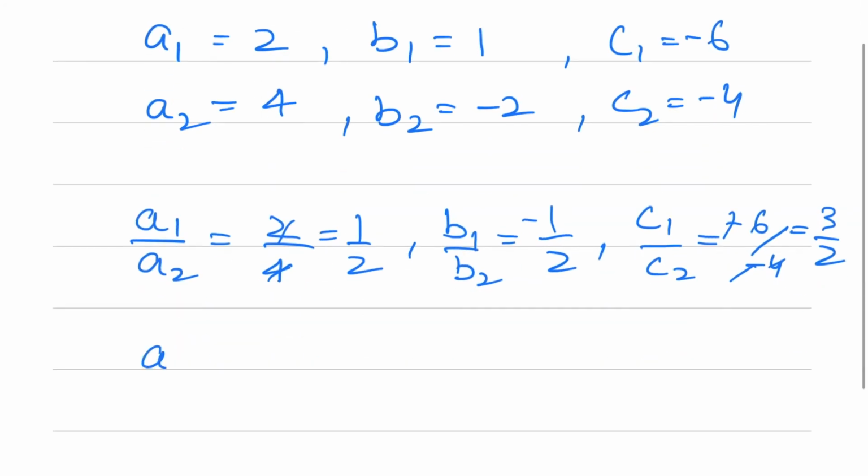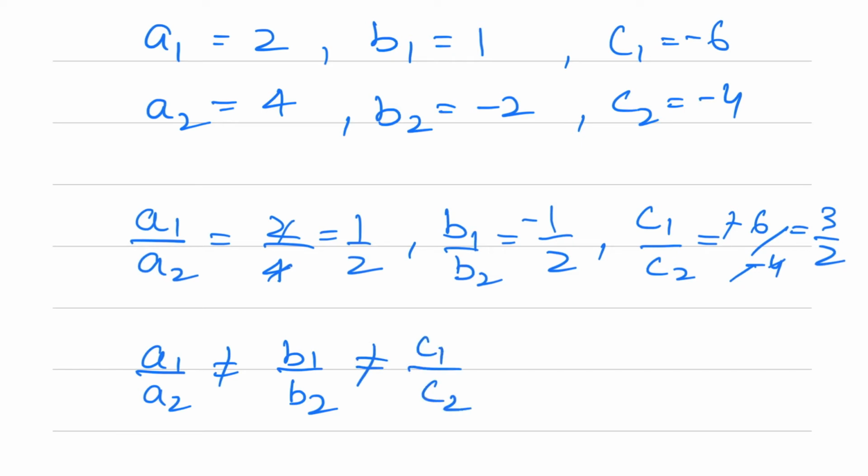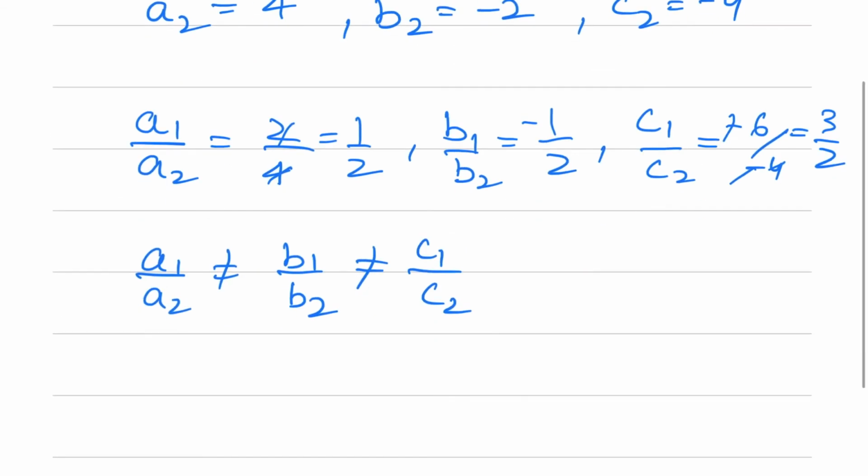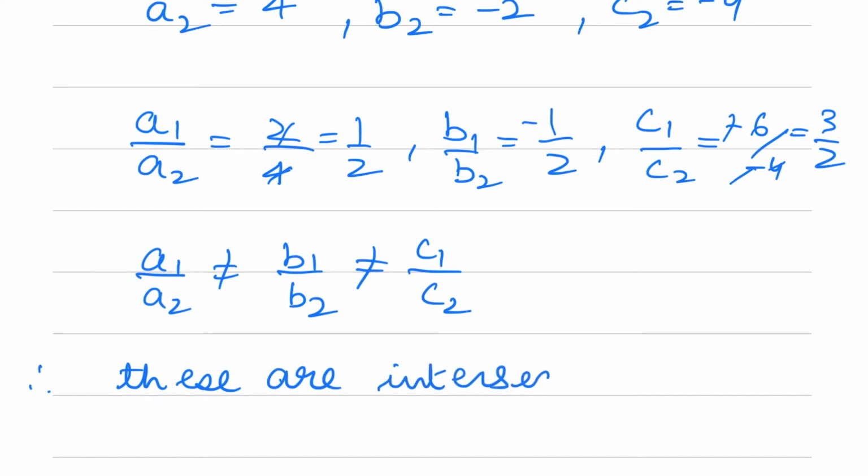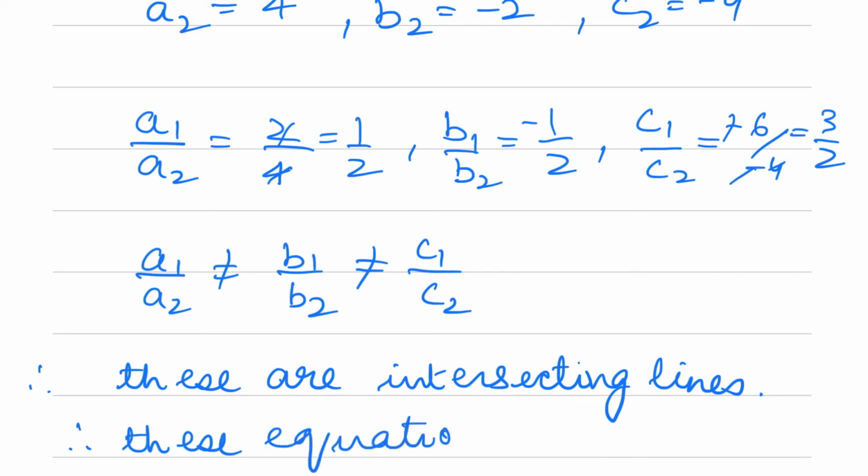Okay, here I can see a1 by a2 is not equal to b1 by b2. So just comparing these two, and it is also not equal to c1 by c2. So by comparing that, a1 by b1 is not equal. So therefore I can say that these are intersecting lines. So there will be exactly one solution. So therefore these equations are consistent. It will have a solution.